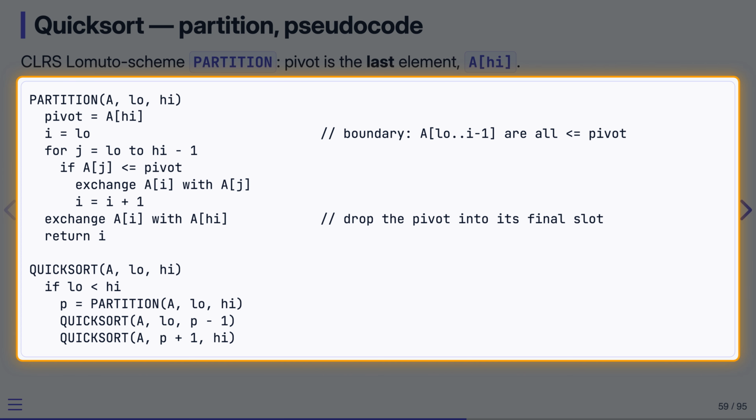Then j scans from low up to high minus 1. For each j, if A at index j is less than or equal to the pivot, we swap it into the boundary at i, then move i forward by 1. When the scan ends, we swap the pivot into index i, its final slot, and return i. Quicksort ties it together. If low is less than high, we partition, which gives back the pivot's position p, then we sort the left part, low to p minus 1, and the right part, p plus 1 to high.